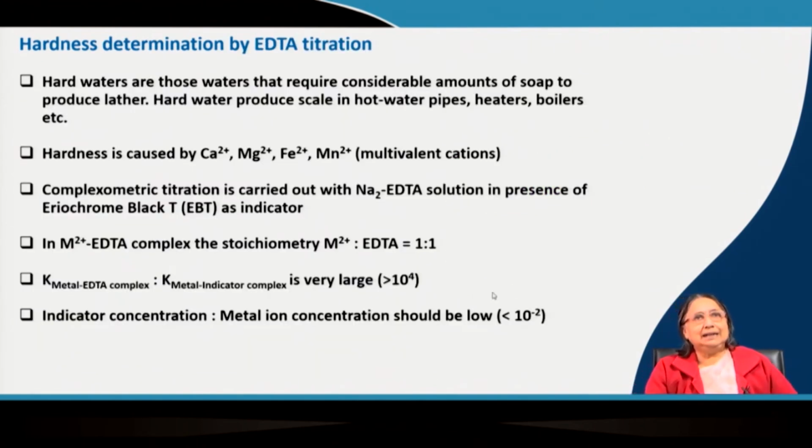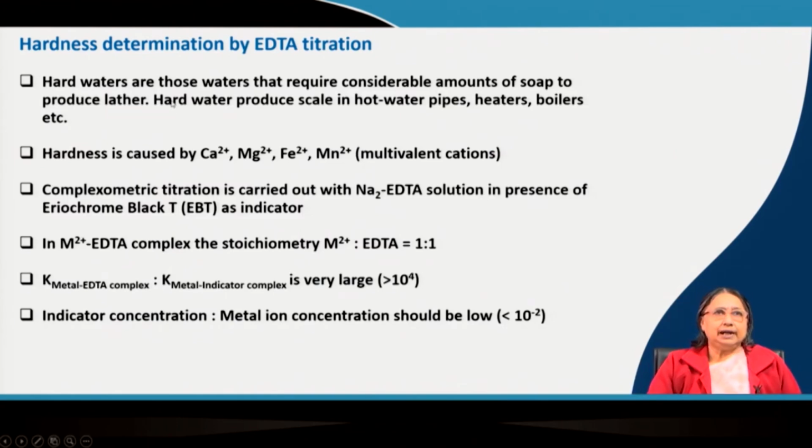Now comes the hardness determination. We always do the hardness determination by EDTA titration, ethylene diamine tetraacetic acid. We all know that hardness is caused by multivalent cations. Although many people think it is caused by calcium ion or magnesium ion, it can actually be caused by other multivalent ions also, like ferrous iron, or maybe manganese, or even strontium, Sr2+, barium, Ba2+, anything, but usually strontium and barium do not occur in nature.